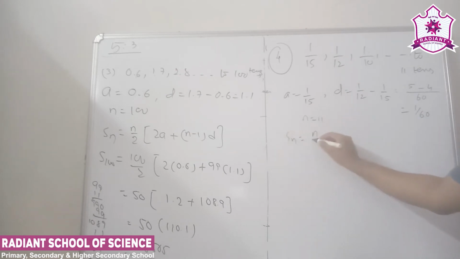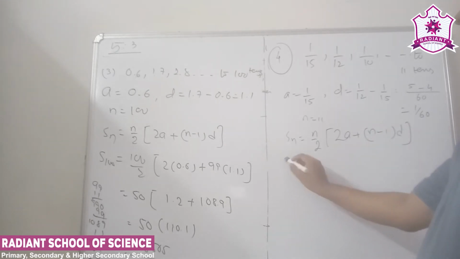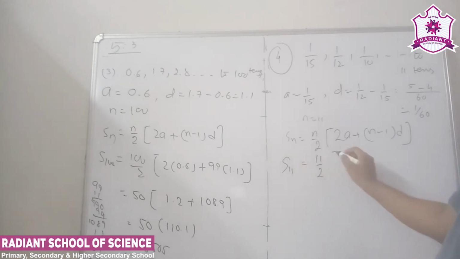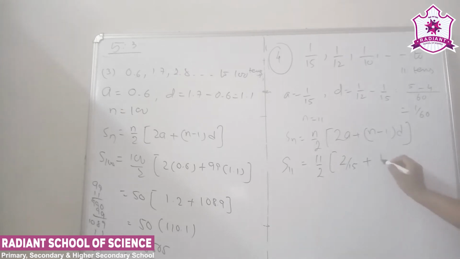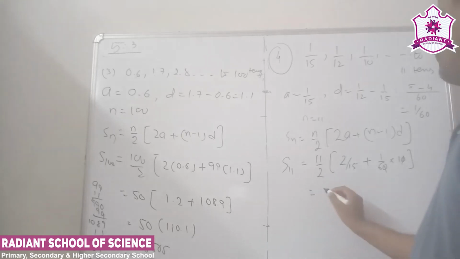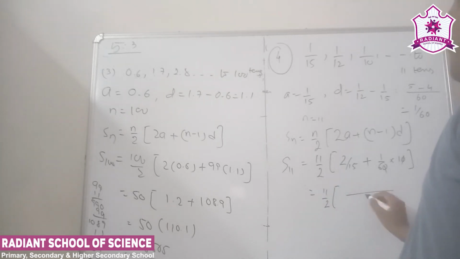So Sn is equal to n by 2 into 2a plus (n minus 1) into d. So here S11 is 11 by 2 into 2 into 1 by 15, we can write 2 by 15, plus d is equal to 1 by 60, multiplied by n minus 1, which is 11 minus 1, 10. We cut it, 6. Okay, 6 and 15, take the LCM, 11 by 2.